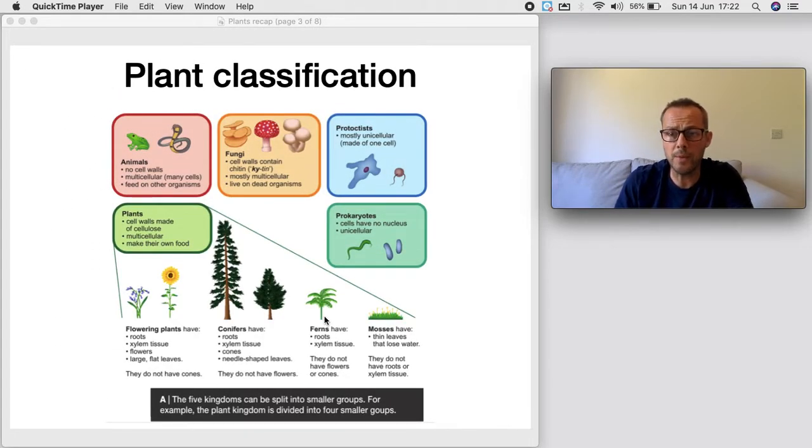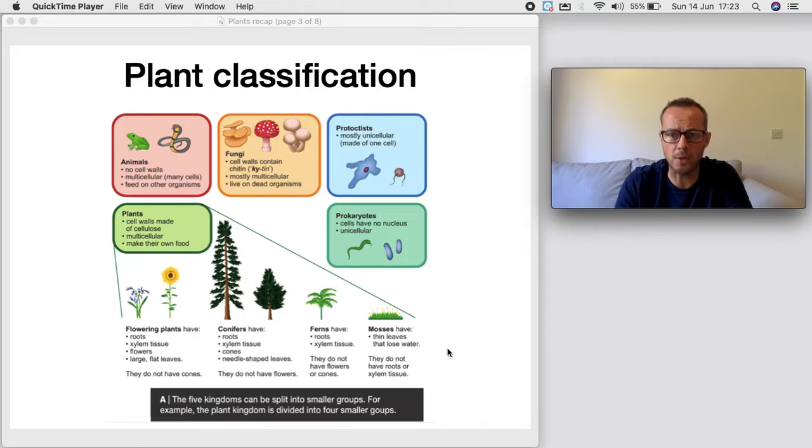So you already would have gone through this with Ms. Rabashek, but if we remember, there are 5 kingdoms that all living things are divided up into. Now we're specifically looking at the plant kingdom here. Now, what you need to be aware of is there are different types, different groups of plants. And the main groups that we look at are the flowering plants, and all flowering plants will have the things pointed out here. So they'll have roots, xylem tissue to carry water, flowers, and large flat leaves.